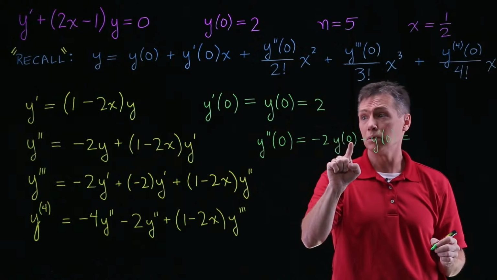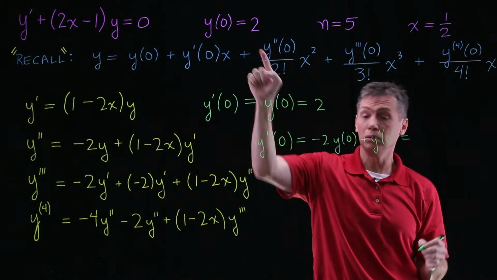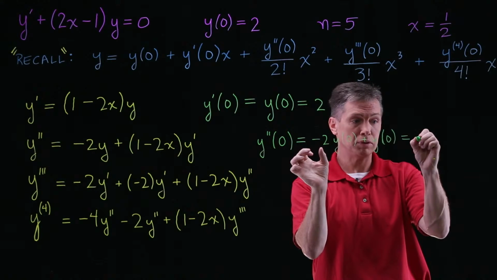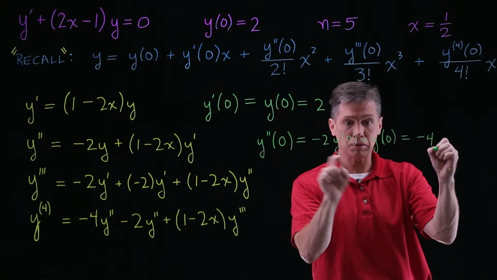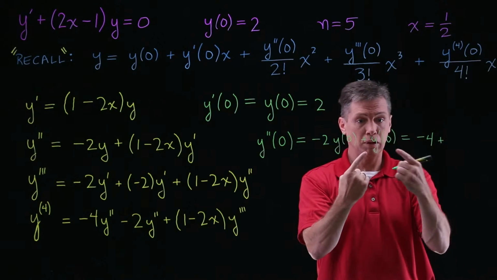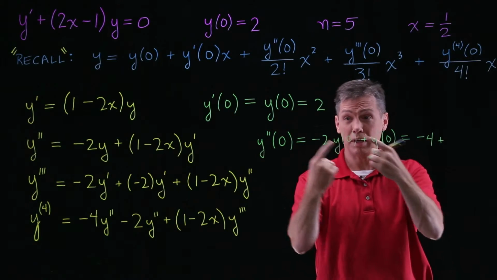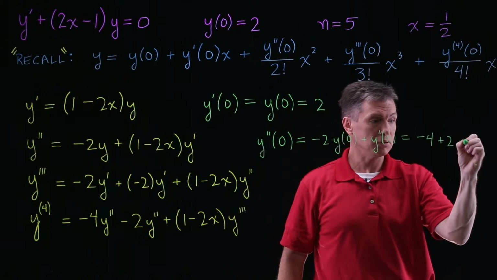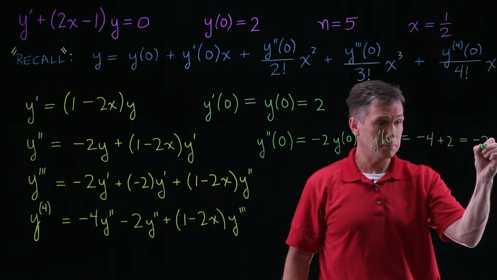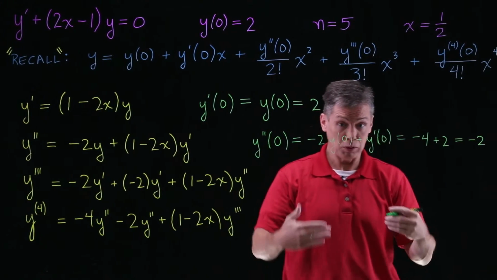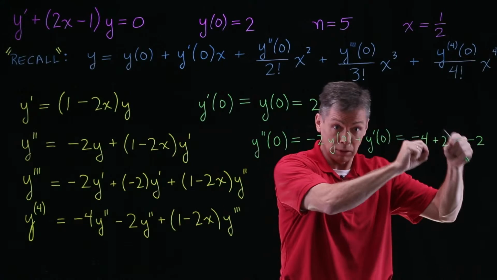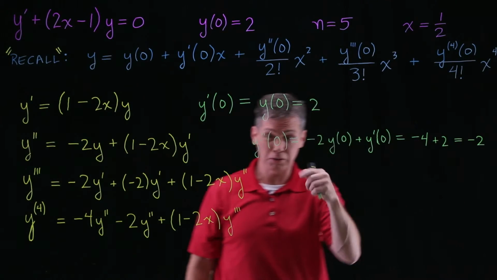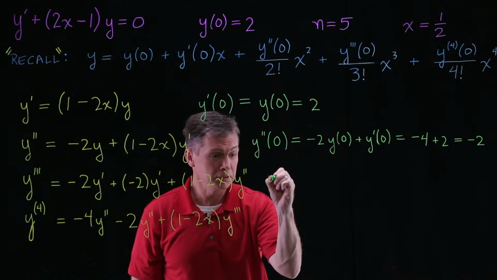Y of 0 we know is 2. I have a minus 2 in front, so that's going to be a minus 4 plus y prime of 0. We figured that out. We have it written down. That's the 2. So this is looking like a minus 2. Right? You very much want to get real numbers at the end of these green calculations.